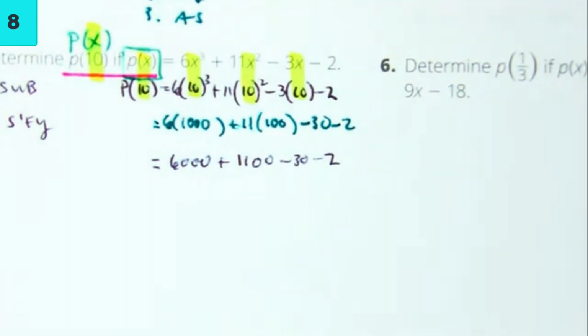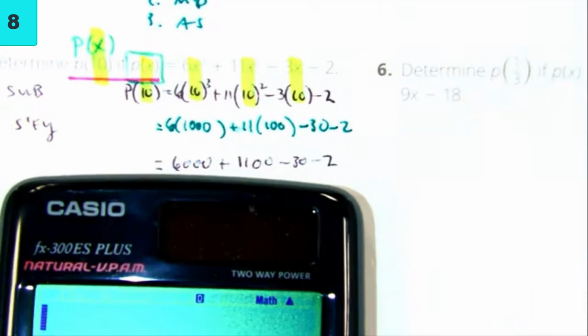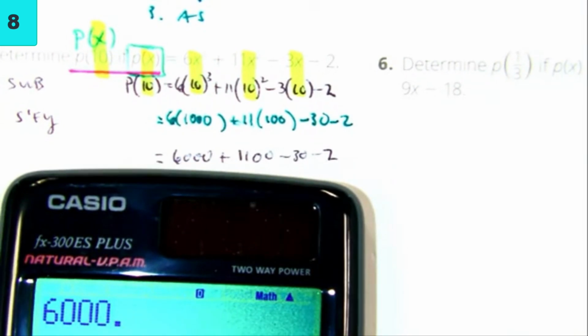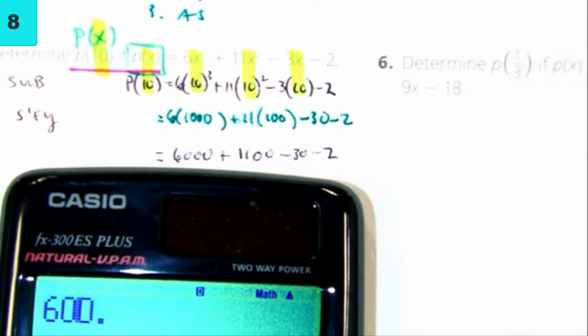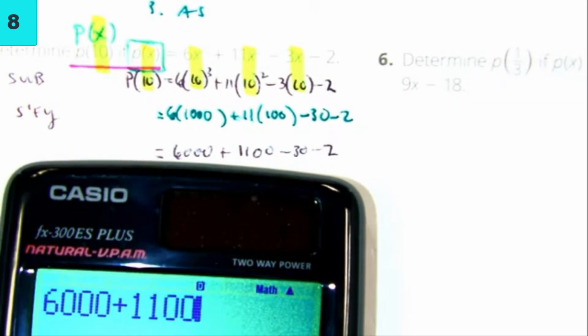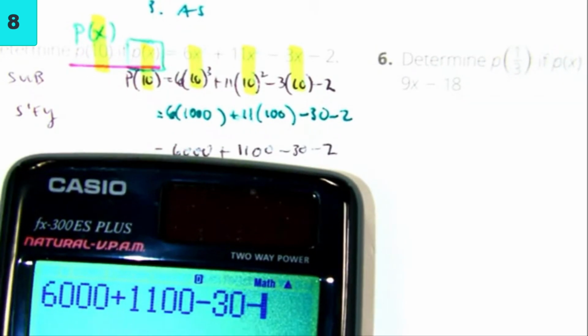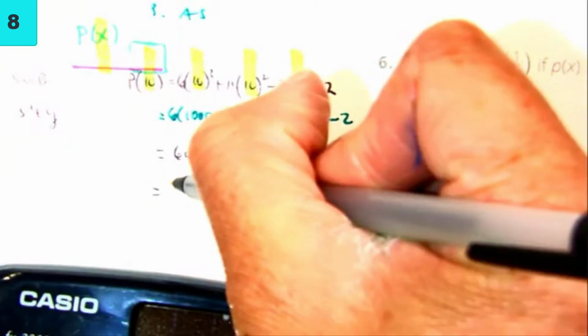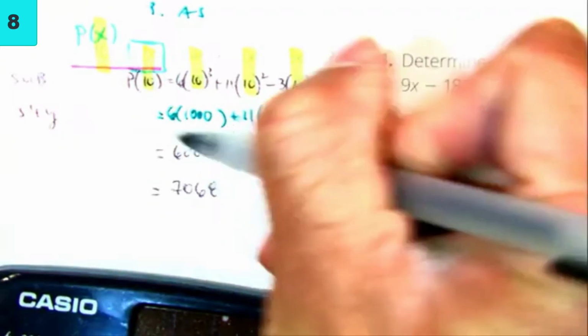And the nice thing is you could actually just put that into your calculator. Let's do that. 6,000 plus 1,100 minus 30 minus 2. And I got 7,068. Is that what you guys got? And then you can just bring down this p of 10.